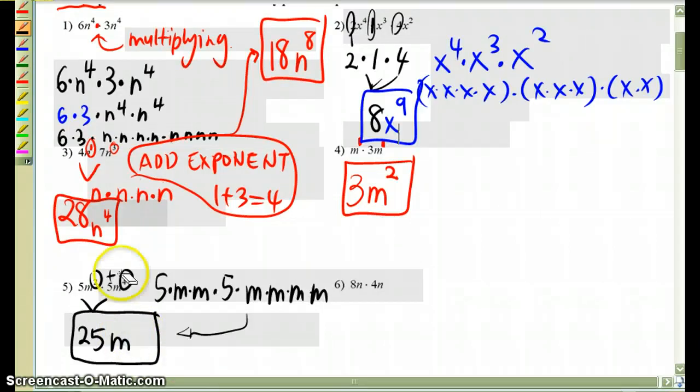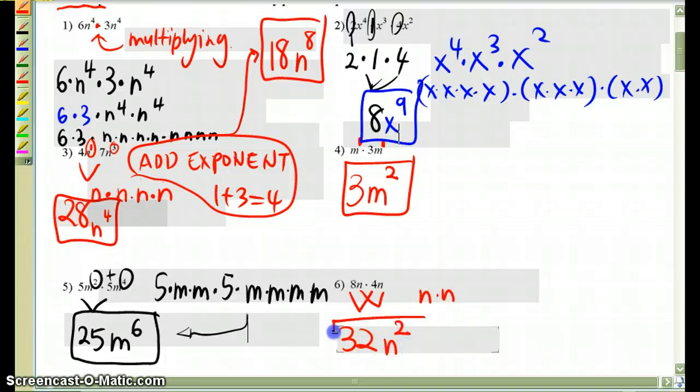Whoops. And then number 6, again, I'm going to do it the shortcut way. 4 times 8 is going to give me 32. I can count the 2 n's. N times n is the same as n to the 2nd power. My final answer.